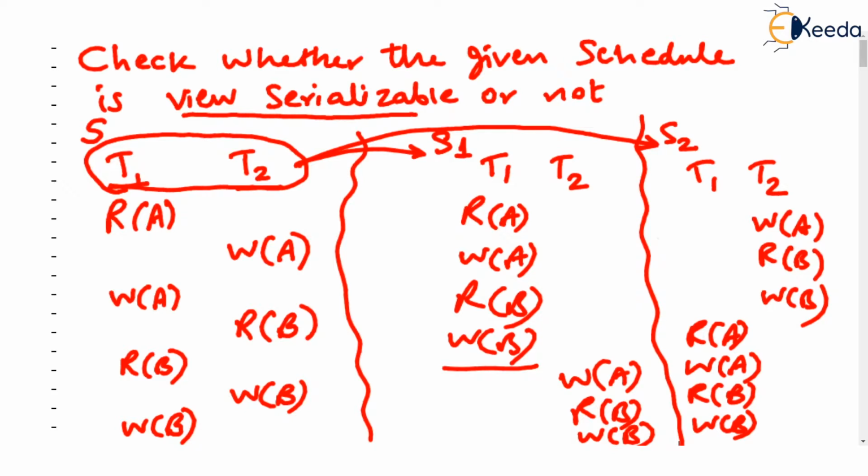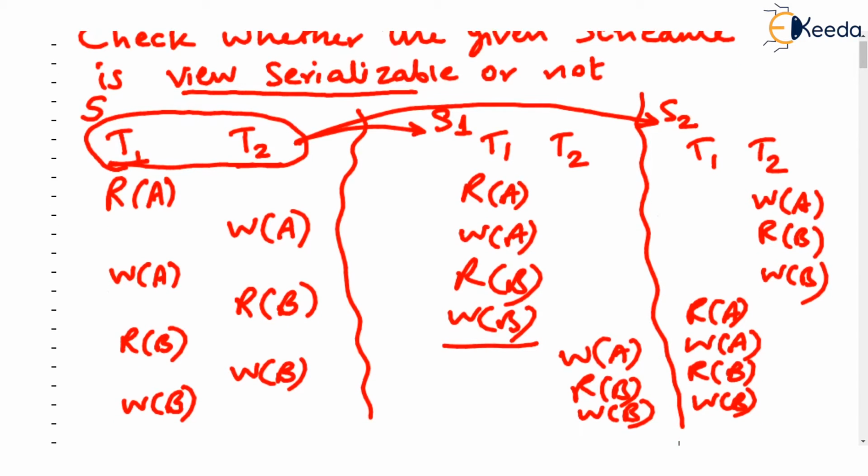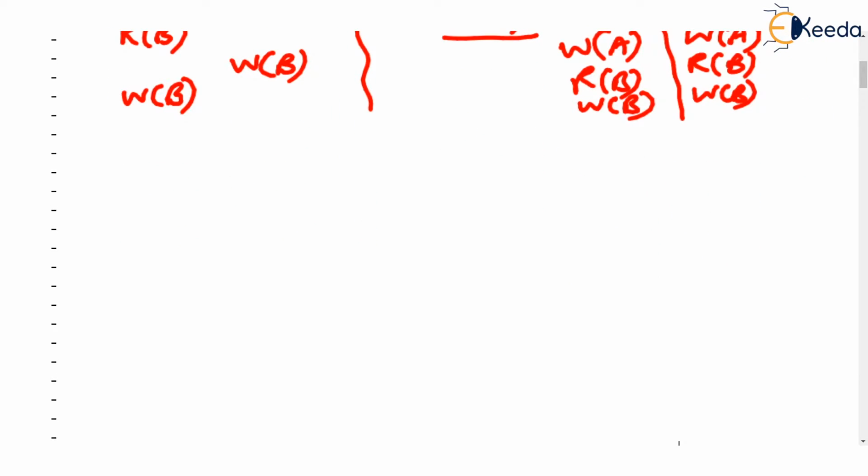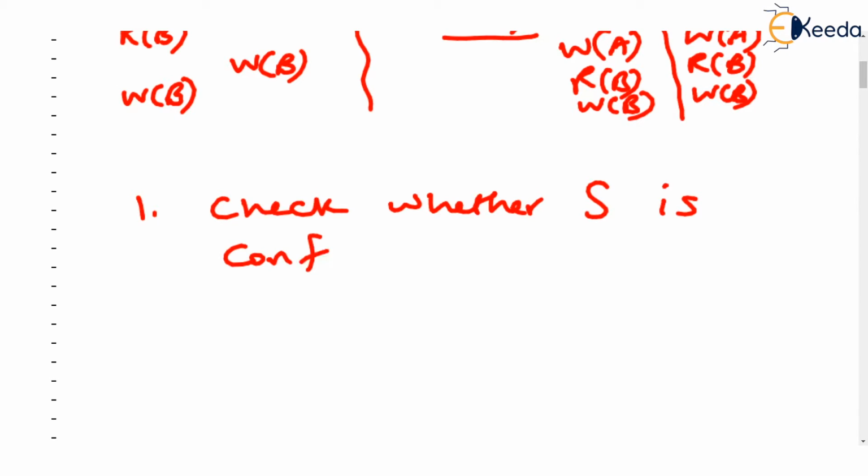But this is a time-taking process, isn't it? How can you check both the serial schedules and then go through those three steps of initial read, final write, and updated read, isn't it? So is there any other method? Yes, definitely. What we have to understand here is that the first step is you check whether the given schedule S is conflict serializable.